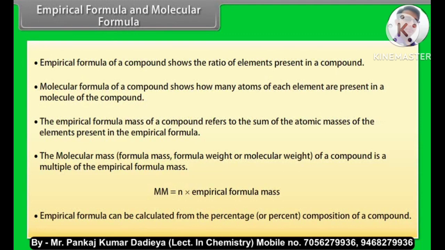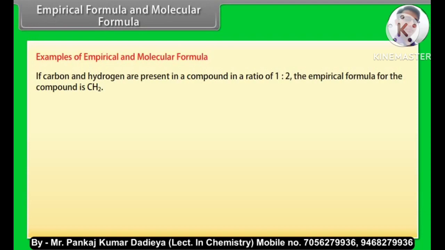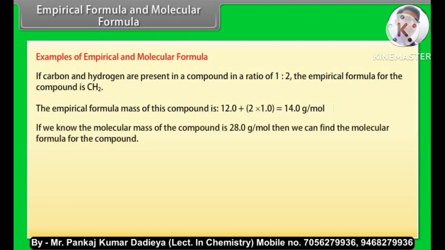Empirical formula can be calculated from the percentage or percent composition of a compound. Examples of empirical and molecular formula. If carbon and hydrogen are present in a compound in a ratio of 1:2, the empirical formula for the compound is CH2. The empirical formula mass of this compound is 12.0 plus 2 into 1.0, which is equal to 14.0 g per mole. If we know the molecular mass of the compound is 28.0 g per mole, then we can find the molecular formula for the compound.